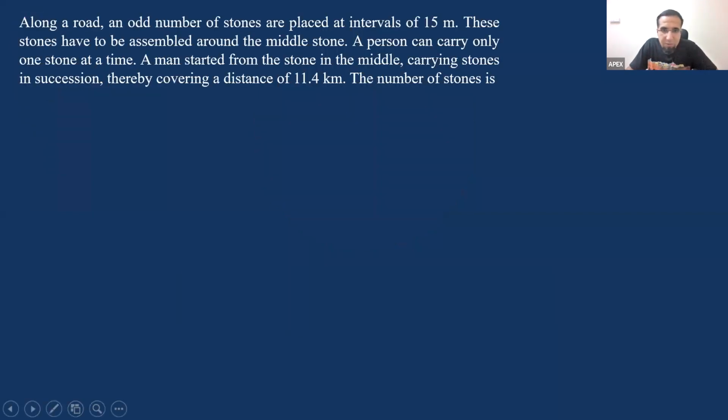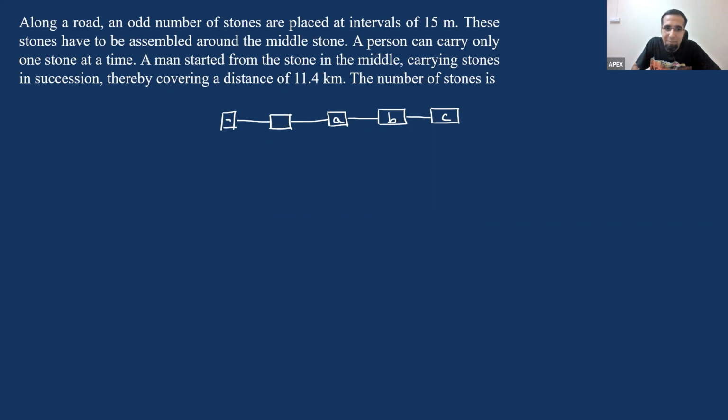So if I look at my first question, let's directly start discussing this. Along a road, an odd number of stones are placed at intervals of 15 meters. These stones have to be assembled somewhere around the middle stone. So let's say this is my middle stone. So there is one stone 15 meters away from here. Let's say I name it as stone A. Similarly, I would have one more stone 15 meters from here, and another 15 meters from here, and so on. Clear? And an equal number of stones on the left hand side. So the gap between them is 15 meters only.